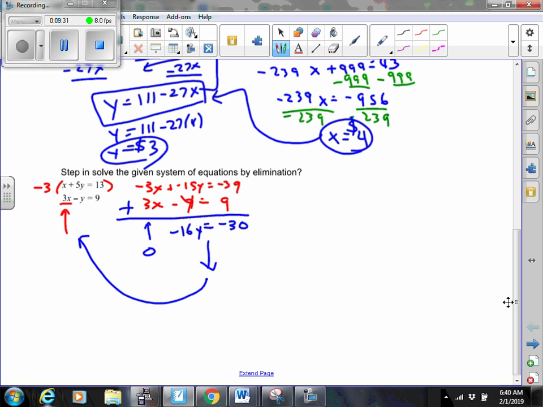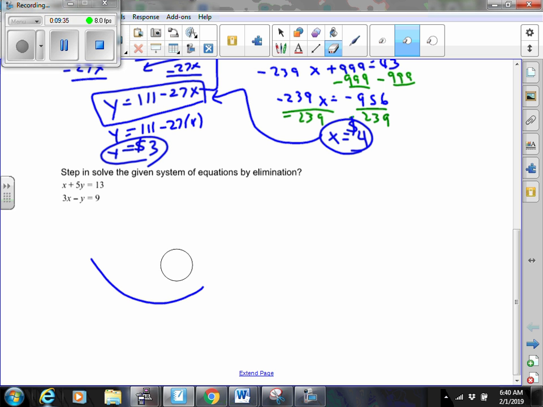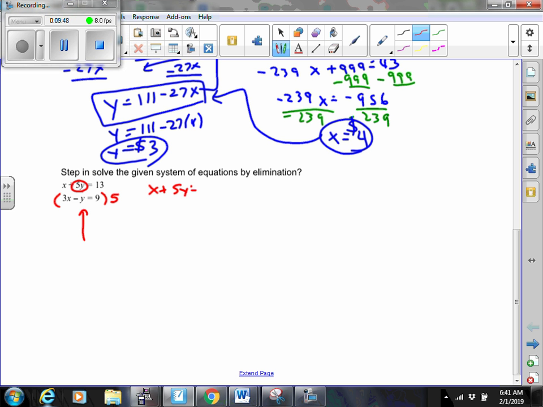Now another choice is I could have not looked at the x's, I could have looked at the y's. So another reasonable approach would be to look at the y's. This is 5, so I want the bottom to be negative 5. So what I'm going to do is multiply this by 5. Keep the top the same.